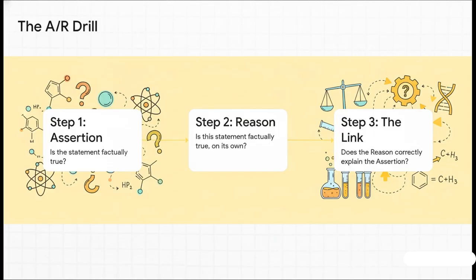Step 2, now completely ignore the assertion for a second and just read the reason. On its own, is it true? Another yes or no. And finally, step 3, and this is the most important part. If they're both true, you have to ask yourself, is the reason the correct scientific explanation for the assertion? And that right there is where almost everyone gets tripped up. But not you, not after today.